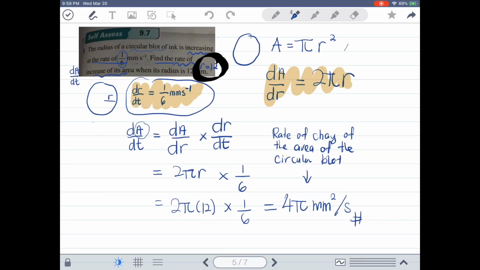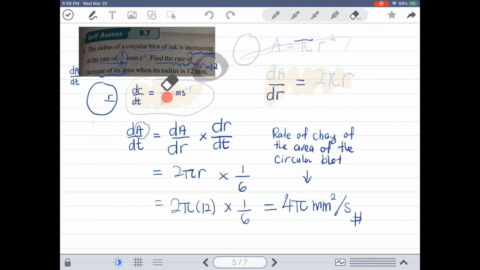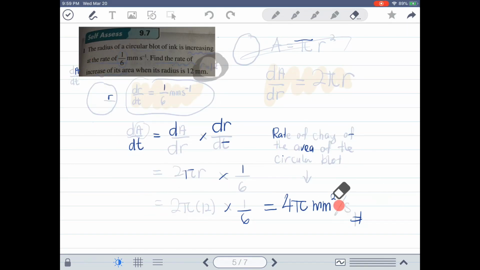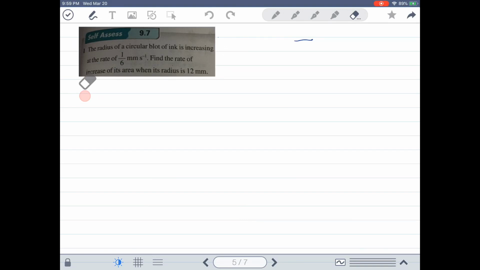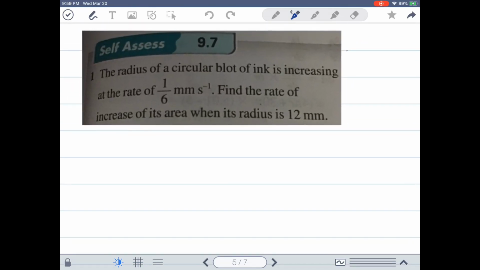Oops, sorry. Let me clear the page first. So this question is taken from your success workbook, self-access 9.7. I'm sorry because the picture is slightly darker. Let me zoom in so that we can see what the question says.